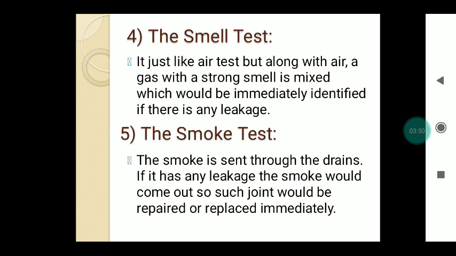The next test is the smell test, which is like the air test, but along with the air, a gas with a strong smell is mixed, which will immediately identify any leakage. And the next test is the smoke test, in which smoke is sent through the drainage system. If there is any leakage, the smoke will come out from such joints, and these joints can be repaired or replaced immediately. These are the few tests which are conducted for testing of sewer for checking leakage and water tightness.